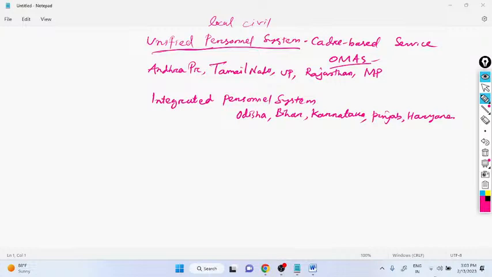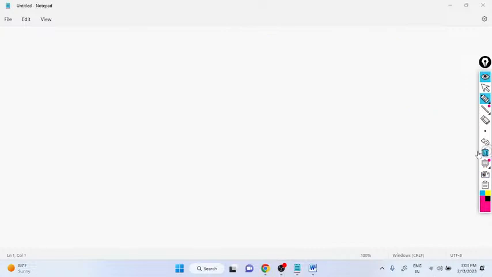So Odisha is partially a unified personnel system, is heading towards unified personnel system, but at present most of the urban posts are fulfilled through the state civil service. Okay, so these are the major things. You have to discuss all these things in urban personnel system.